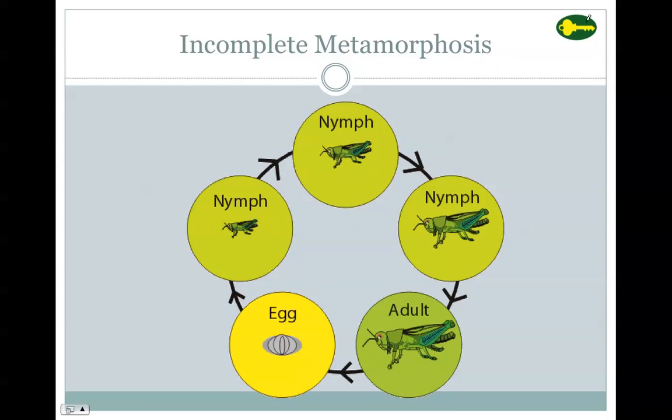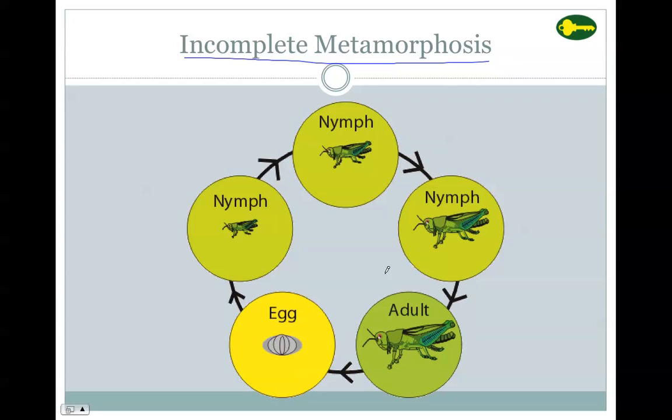Different types of metamorphosis. So this is a key concept. We have 2 types. We have incomplete metamorphosis, and the next slide will be complete metamorphosis. And so these are the life cycles. Metamorphosis, you may be familiar already, but these are 2 different types of life cycles for insects.